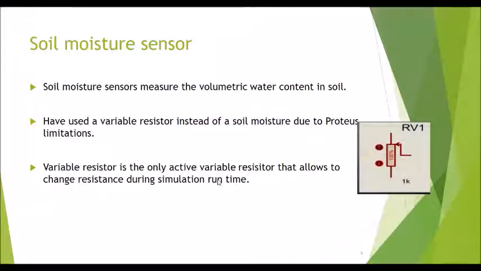When the water level is low, the analog voltage will be low in soil. The analog voltage will keep increasing as the conductivity between the electrodes in the soil changes. Hence, I have used a variable resistor which works with the same functionality as the soil moisture sensor.